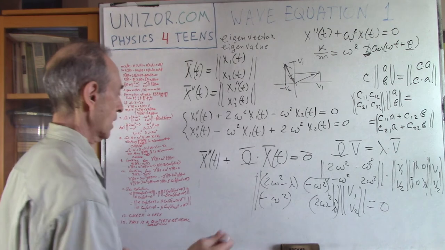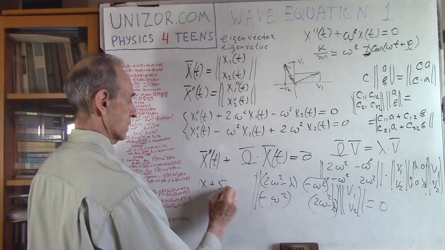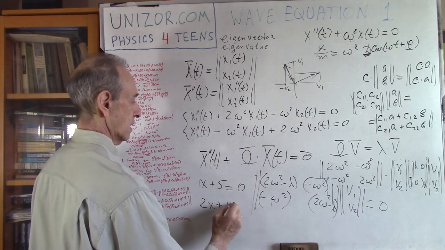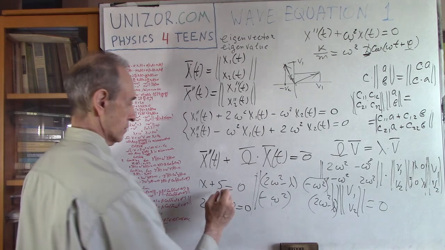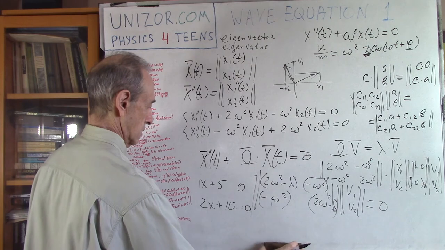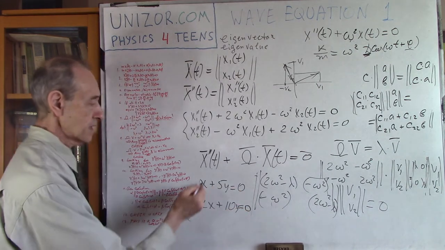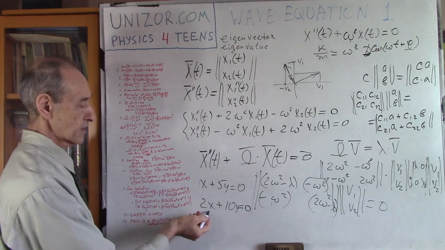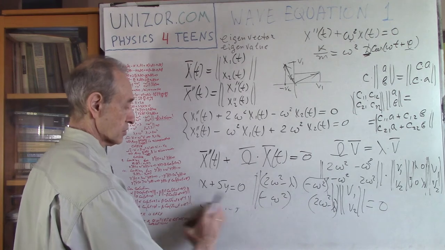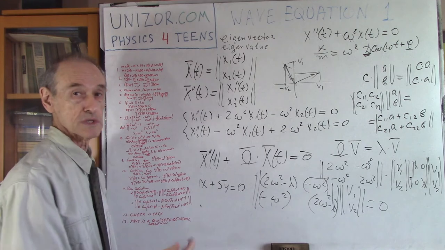You know, you have an equation like x plus 5y equals 0 and 2x plus 10y equals to 0. These are the same equations, right? Because this one is just this multiplied by 2. So we have not 2, we have actually one equation. And that's the only way how we can get multiple non-zero solutions.